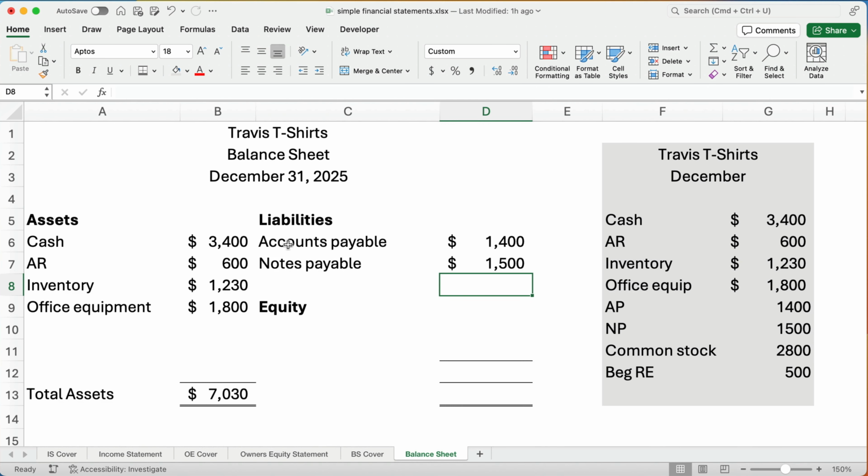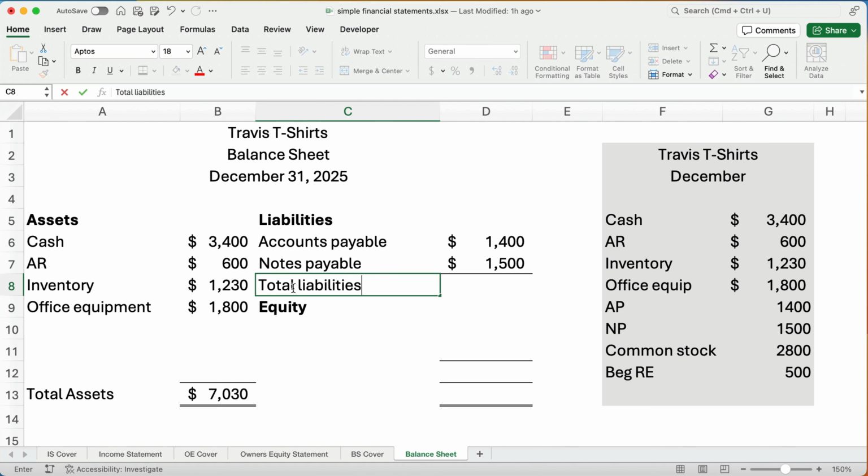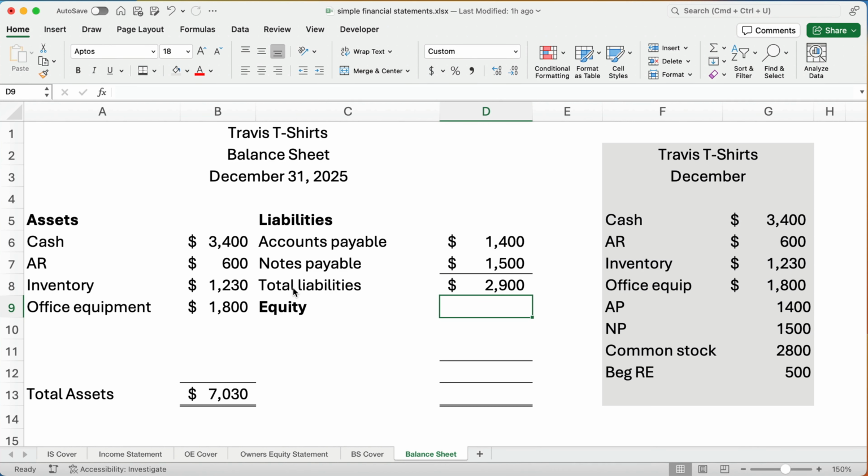Okay, maybe we purchased shirts and we still owe the supplier. They gave us 30 days to pay. And then here we may have just borrowed money from the bank and signed a note, $1,500. We may have borrowed it from a family member and signed a note and pay interest. That'd be perfectly acceptable. So our total liabilities are going to be the $1,400 plus the $1,500. That means our business has total debt of $2,900.